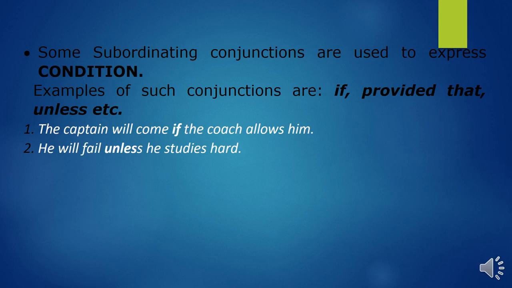So example 1, the captain will come if the coach allows him. So the captain will come on the condition that the coach will allow him. All right. Then number 2, he will fail unless he studies hard. So these are subordinating conjunctions that are used to express condition.